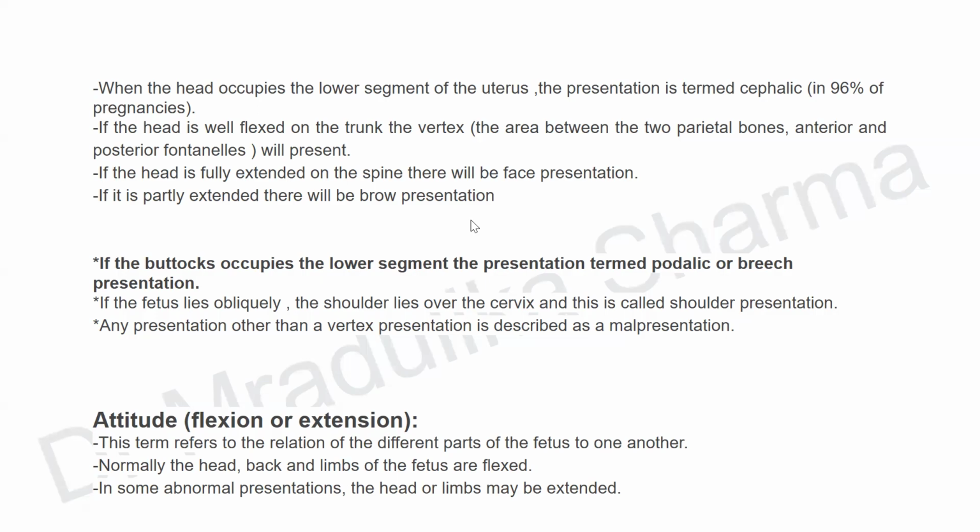Now there is one more term, attitude, that is flexion or extension. This term refers to the relation of different parts of the fetus to one another. Normally, the head, the back, and the limbs of the fetus are quite flexed. In the abnormal position, the head and limbs may be extended.